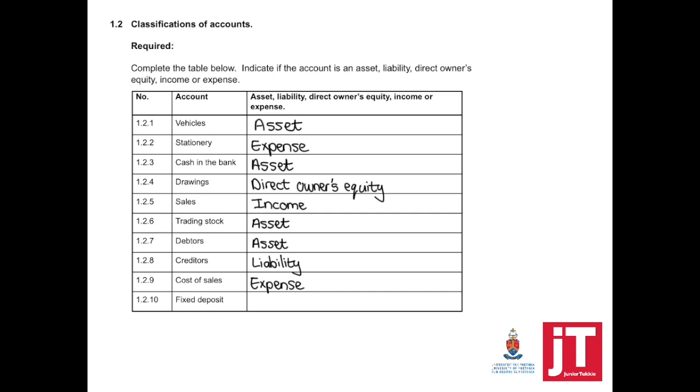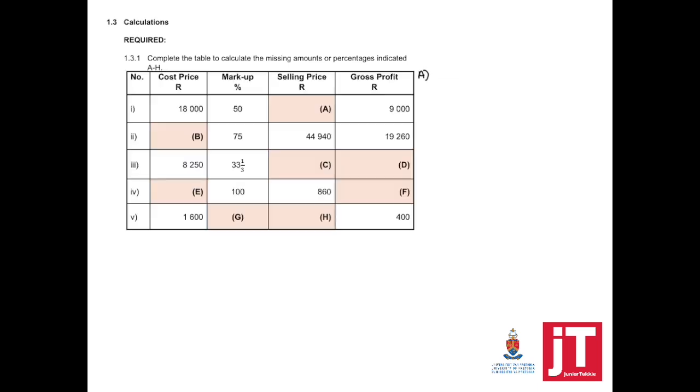Fixed deposit is regarded as an asset, and to be more specific, a non-current asset. It's a long-term asset. Question 1.3, cost calculations. So the first question says, number A, calculate the selling price. They provided you with the cost and they provided you with the markup.